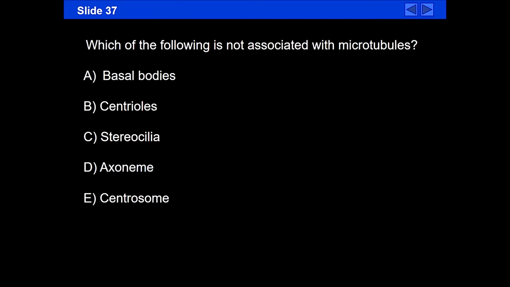Okay, there you go. So, here's our question. Which of the following is not, being the operative word, associated with microtubules? Basal body, centriole, stereocilia, axoneme, centrosome. C is correct. Remember, stereocilia is a misnomer. They are very long, skinny microvilli that we see in locations like the epididymis and part of the inner ear.